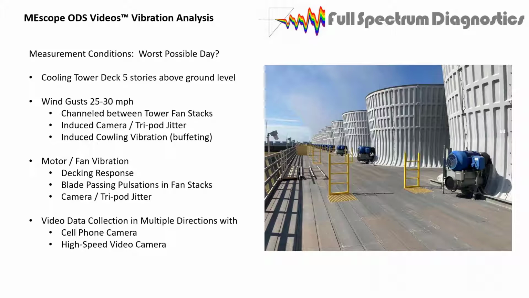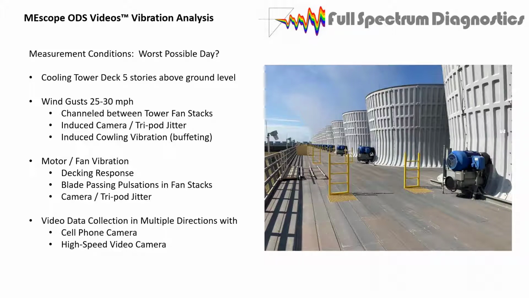So even if I hold it down, the wind was buffeting my tripod, which means I have background noise from more than one source. The background noise from the wind was something that I'd never seen before or thought about adding to the background. The other background was from the motor and fan vibration itself. The deck was vibrating. There were blade pass pulsations in the fan stacks, and the camera and tripod were jittering all over the place. But we're lucky. We have some software advantages. We can take care of that and pull that background noise out, and I'll show you how we've done that.